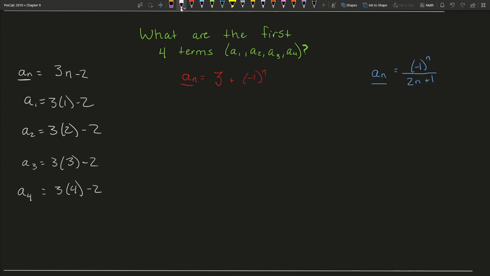So right now all this is substitution, and then we simplify. 3 times 1 is 3, 3 minus 2 is 1. 3 times 2 is 6, 6 minus 2 is 4. 9 minus 2 is 7. And then 10.